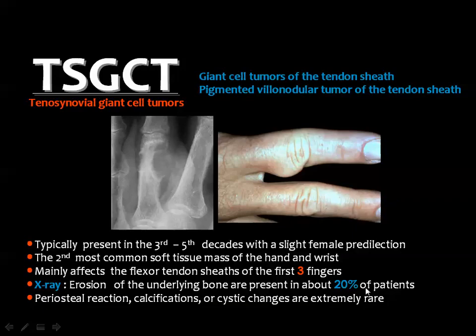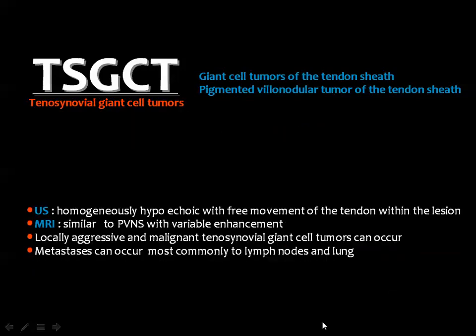Bony changes are seen in about 20% of patients. The issues of periosteal reaction, tumor calcification, or the presence of cystic changes are not well known in this particular type of tumor. Ultrasound will show a homogeneously hypoechoic lesion with free movement of the tendon within the lesion.